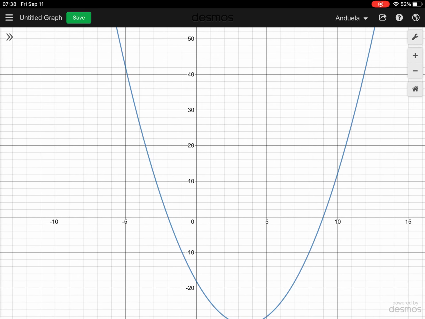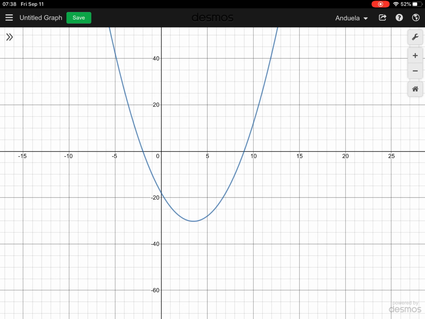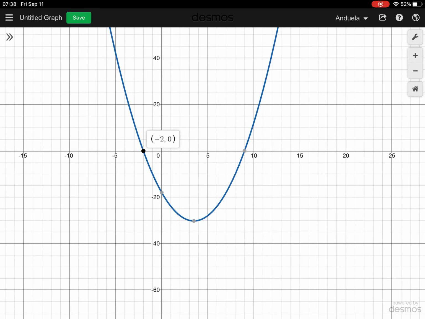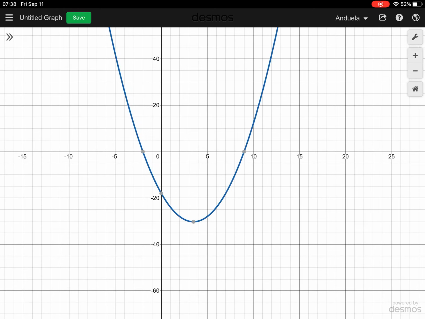Okay, so there goes our graph here. For the values of x between negative 2 and positive 9, you can see that the values of y, so here are the values of x, 8, 7, 6, all the y values are negative, right, on the graph. All the y values are negative.